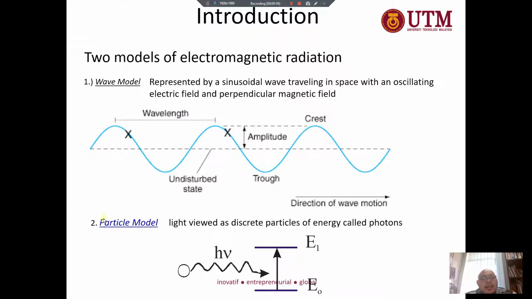Okay, the second model is the particle model. Light is viewed as discrete particles of energy called photons. Here are the photons, the discrete particles of energy. Here we have an electron at the lower orbital and an electron at the higher orbital. Let's say energy hits the particle, then the electron at the lower orbital will be excited into the outer orbital, or we can say the upper or higher orbital.